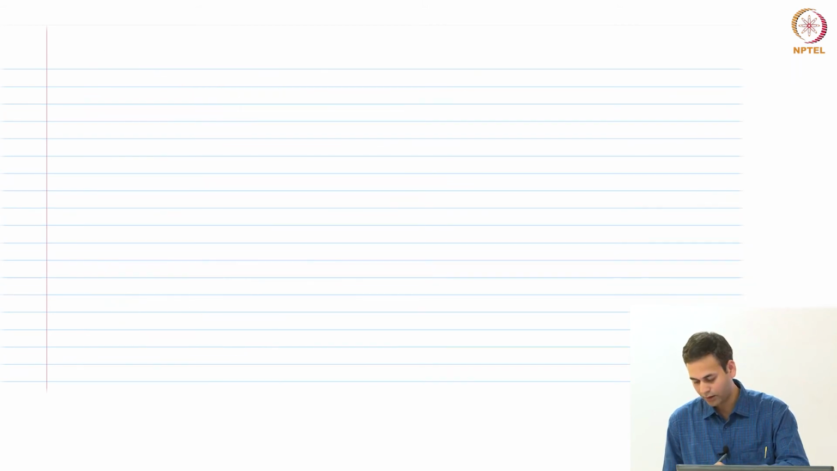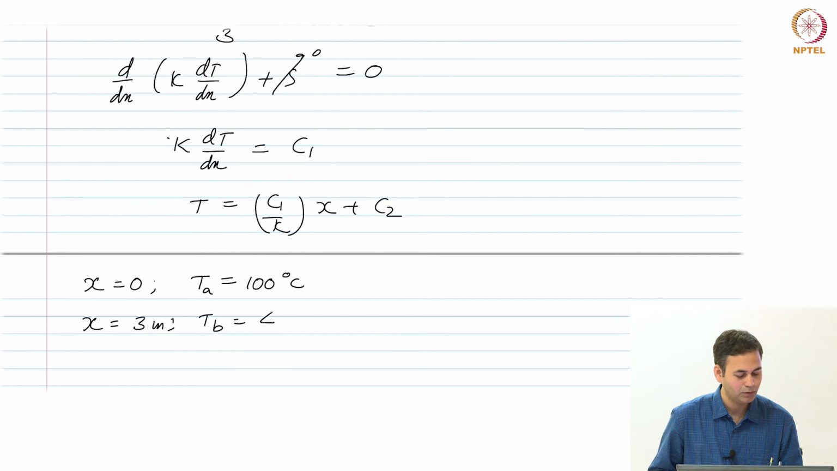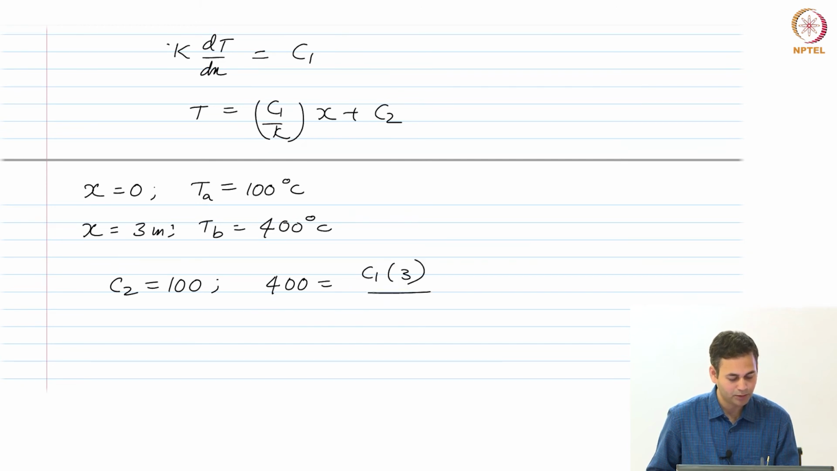And what would be your C1 and C2? X equals 0, what is the temperature given? 100 degrees Celsius. X equals 3 meters, what was TB? 400 degrees Celsius. If you plug it in, x equals 0 gives you C2 equals 100, x equals 3 gives you 400 equals C1 times 3 upon 1 plus 100. So, C1 is also equal to 400 minus 100, 300 by 3, this is also 100, okay. It is also 100.